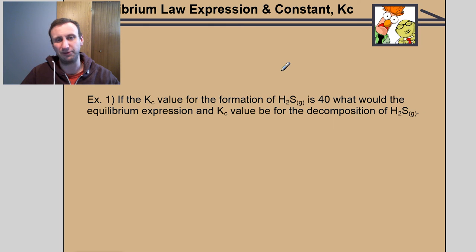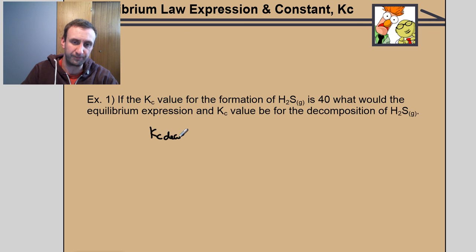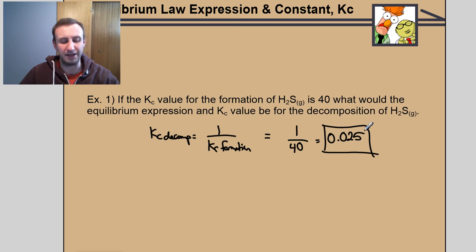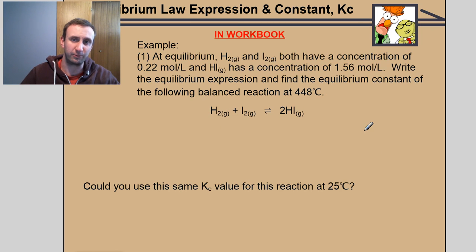So let's take a look at an example just so you can see this in action. If the Kc value for the formation of H2S gas is 40, what would the equilibrium expression in Kc value be for the decomposition of H2S? All I would have to do is say, well, if I'm looking at formation, that's the opposite of decomposition. So Kc for decomp would be equal to 1 over Kc for formation, right? So I've just got 1 over 40, and of course that is equal to 0.025 as a value. Okay, so that would be my reverse reaction Kc value. So just showing you that in action for reverse reaction.